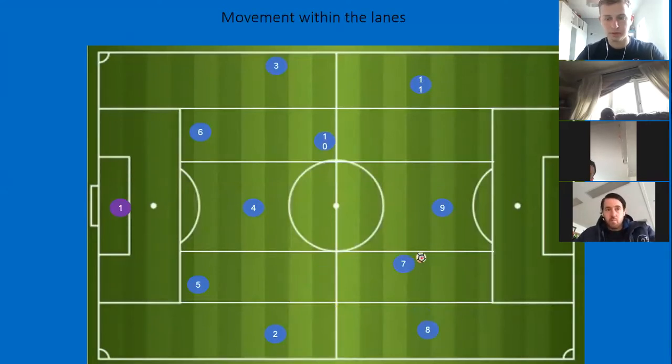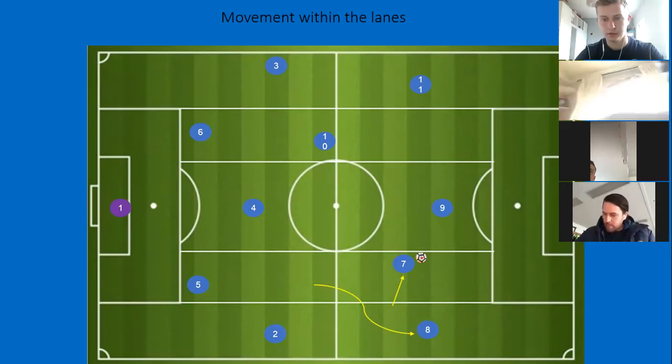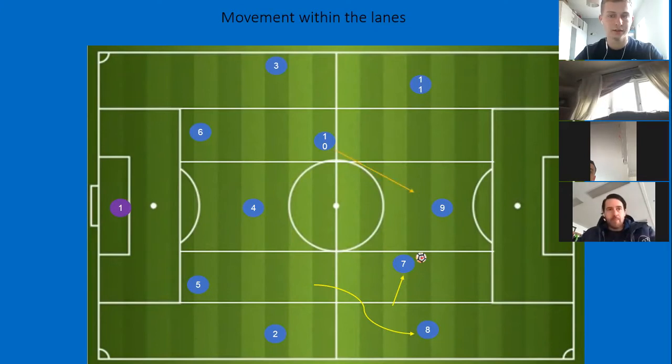Another example might be the 7 on the ball cuts inside, moves inside. And obviously at that point, the 8 would still be in there. So with him doing that, the 8 could recognise perhaps a little overlap onto the outside channel, because that's now where the space is. In the same move, you could have potentially the number 10 look to move inside. And obviously, as he's going in, there'd probably be a lot of bodies centrally, defensively. So it could be that, well, if the 10 moves in, perhaps there's space in that half space for the number 9 to then move out. And it's just working off each other and making sure that you try and keep 2 players in each line.